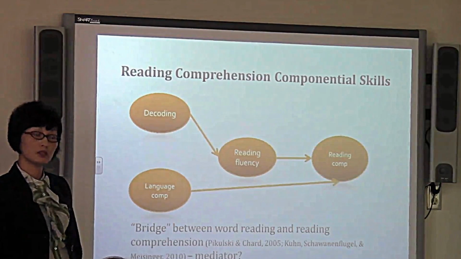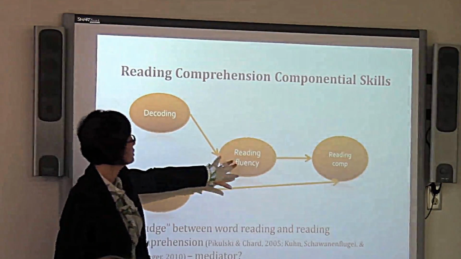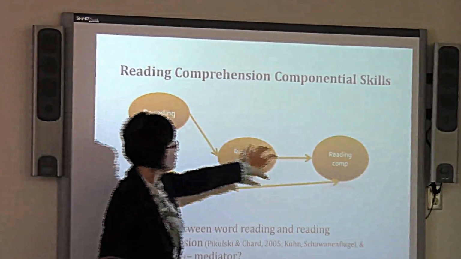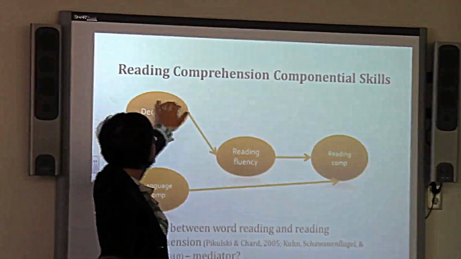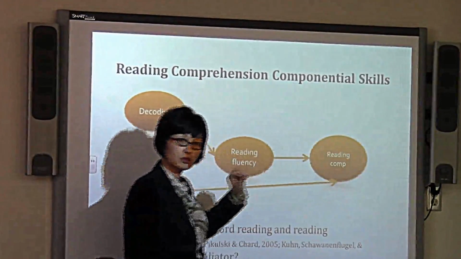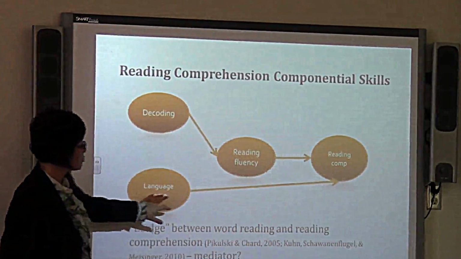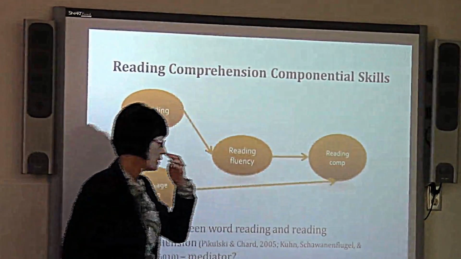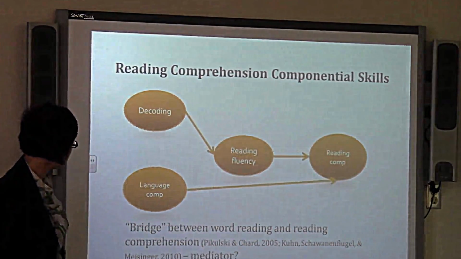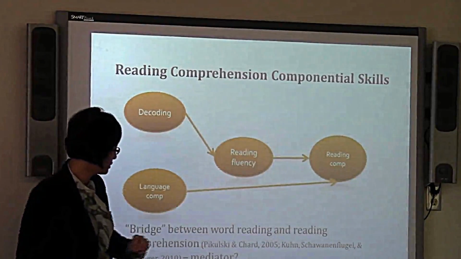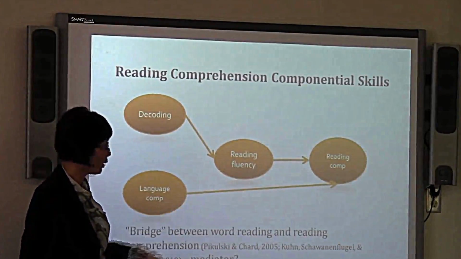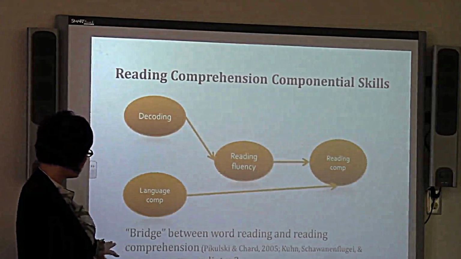So according to them, it's something like this, right? Reading fluency is the bridge between decoding and comprehension. So once reading fluency is in the model, decoding will not be uniquely related to reading comprehension, while language comprehension is uniquely related to comprehension, because that's been shown, right? So it might play a mediating role, but what is the nature of the mediating relation?